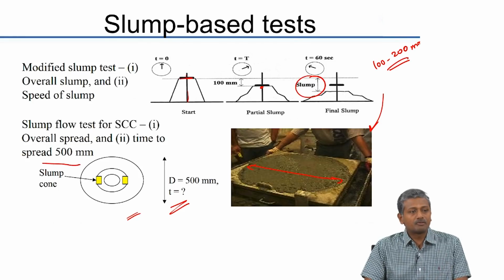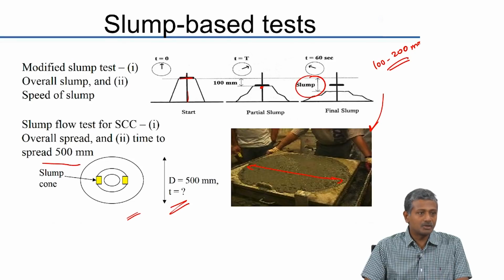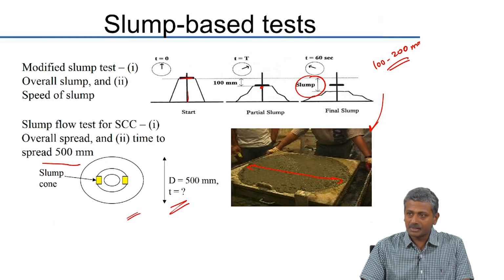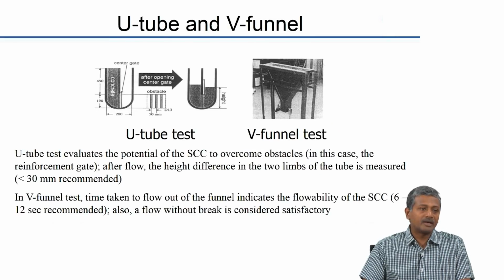And again for the self-compacting concrete you have the slump flow test, where we are looking at the overall spread of the slump cone as well as the time to spread 500 millimeters. So, both these give us an idea about the rheological properties of the concrete.